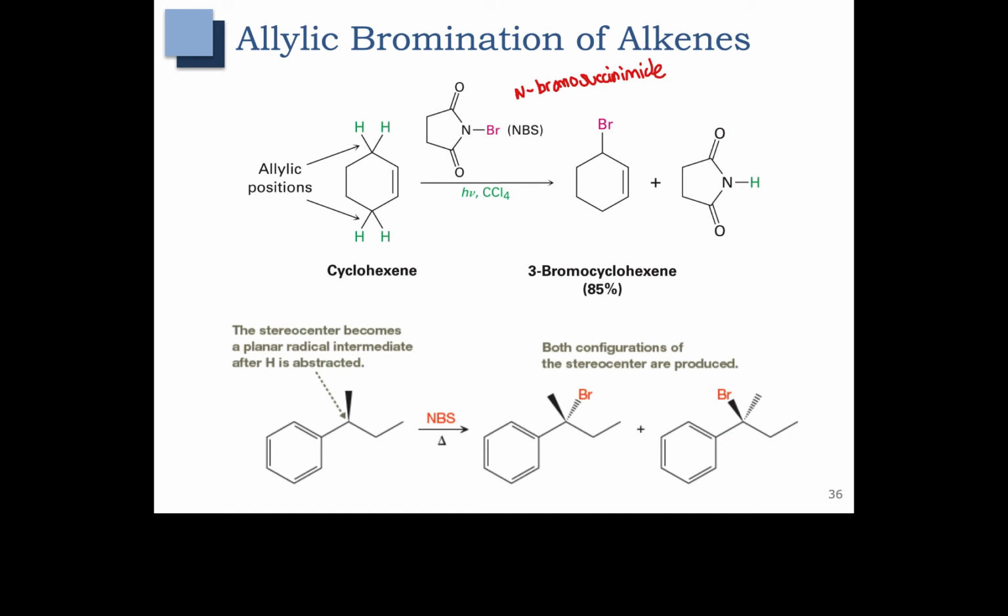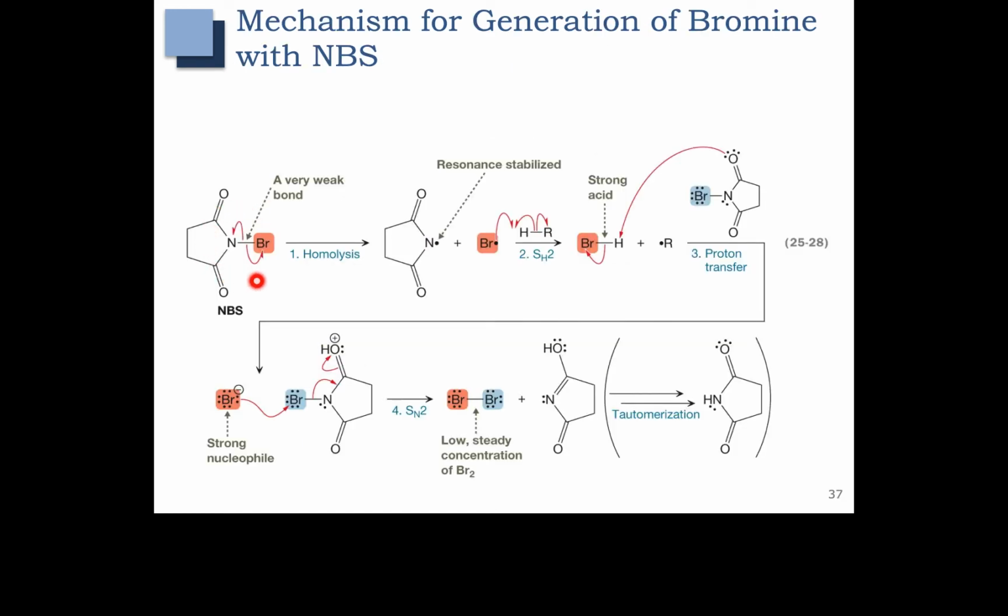Now let's take a look at the mechanism. As I mentioned, the nitrogen-bromine bond is weak, so it undergoes homolysis or homolytic cleavage to form a radical on that nitrogen and bromine radical. The radical on the nitrogen doesn't do much after this because it's resonance stabilized. You can imagine that you could draw electrons here and get a resonance structure, where the radical is up there on the oxygen.